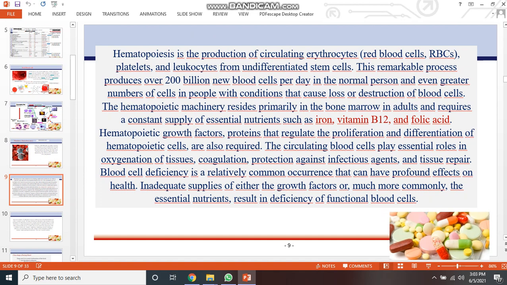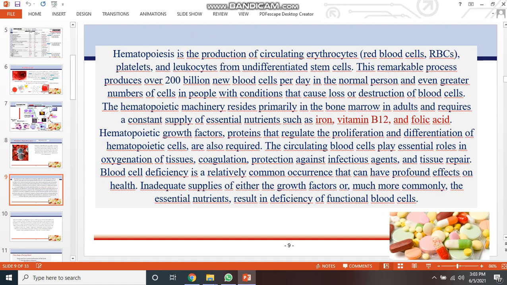Hematopoiesis is the production of circulating erythrocytes (red blood cells, RBCs), platelets, and leukocytes from undifferentiated stem cells. This remarkable process produces over 200 billion new blood cells per day in the normal person, and an even greater number in people with conditions that cause loss or destruction of blood cells. The hematopoietic machinery resides primarily in the bone marrow in adults and requires a constant supply of essential nutrients such as iron, vitamin B12 and folic acid.